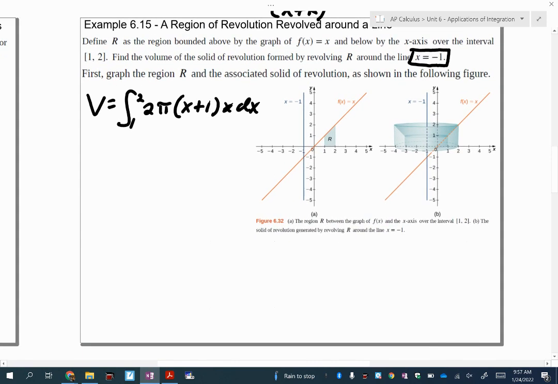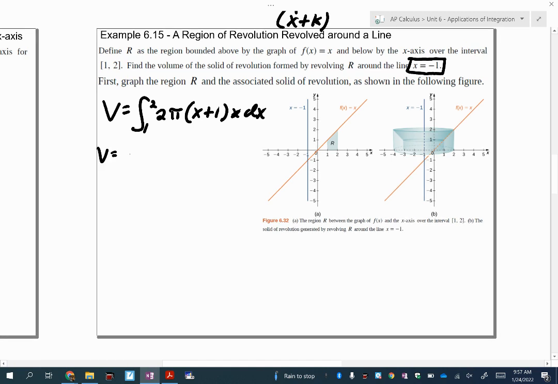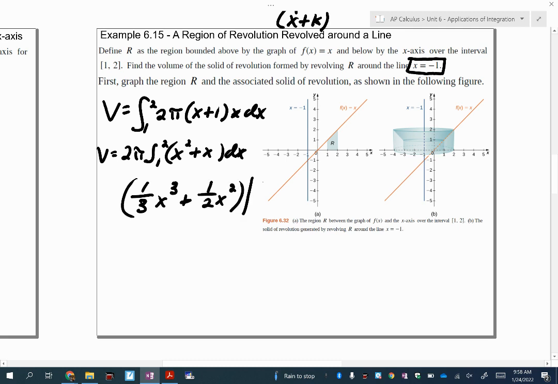Okay? So I'm going to move that 2 pi in front. And I have x plus 1 times x, which is x squared plus x. And I can find the antiderivative of that. So it's going to be 1/3 x cubed plus 1/2 x squared. All of that evaluated at 2 and 1. And don't forget, I will be multiplying that by 2 pi. I'm going to go to decimals for this one because one of them is not 0. So I do have to show or do a little bit more work when it comes to this evaluation.